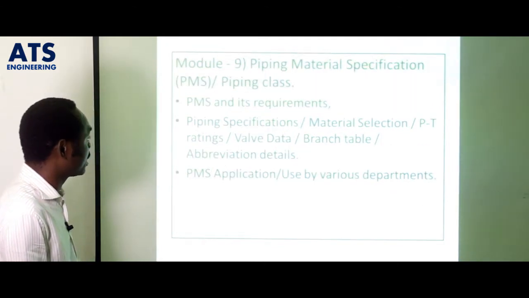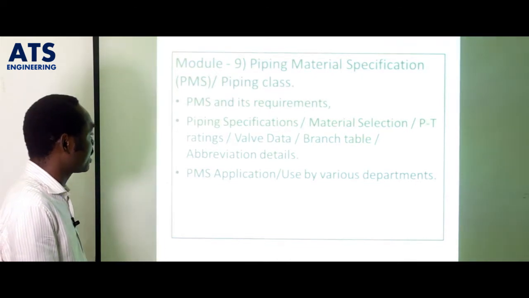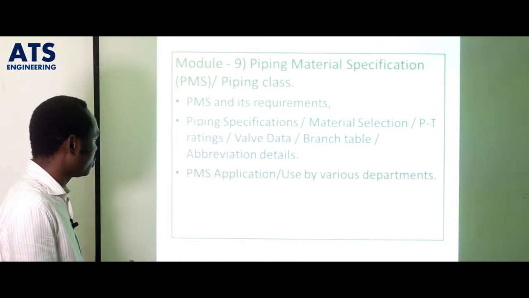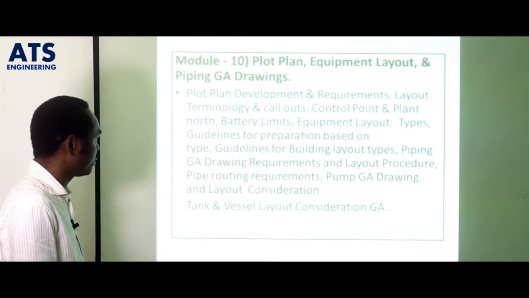Module 9 talks about piping material specification, which is piping classes, which is one of the deliverables produced by piping design engineers, and which we will do in the course of the online program. We also look at piping specification, piping materials, pressure temperature rating, valve data sheet, branch tables, and also piping material specification application and the use by various departments.